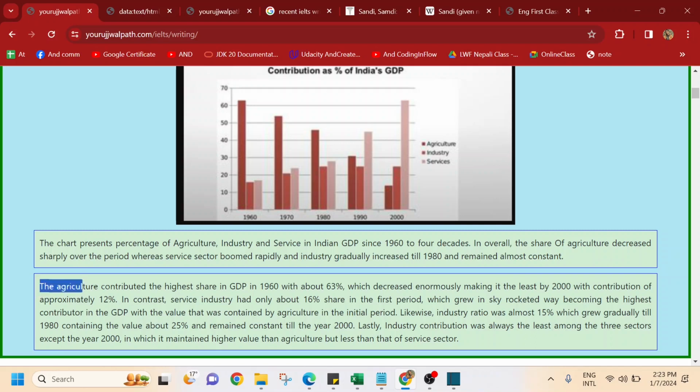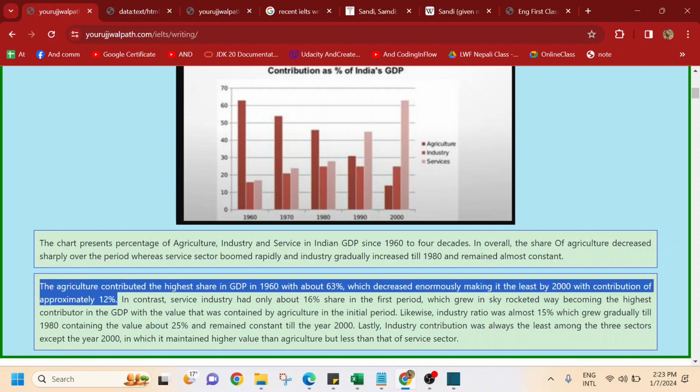If you see this answer, I kept things in contrast. What I kept over here was that agriculture contributed the highest share in GDP in 1960 with about 63%, which decreased enormously, making it the least by 2000 with a contribution of approximately 12%. So we do have comparison also. It's talking about agriculture, which is the highest and which eventually decreased, and at the last it became the least, making around 12%. For a figure like 12% we go with words like approximately or around.